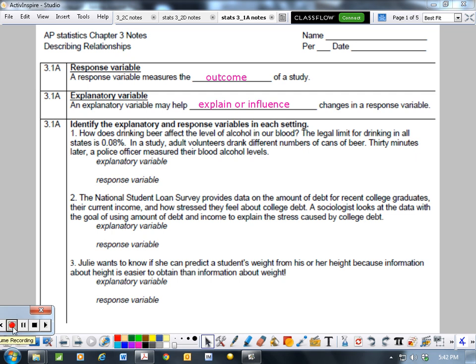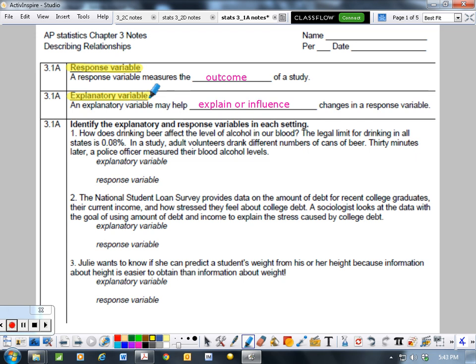So in chapter 3, we're going to look at relationships between quantitative variables. And so we're going to do this mainly using scatter plots. When we're using quantitative variables, we're looking at a response variable, which is a variable that's going to measure the outcome. And then we have the explanatory variable, which may help explain or influence changes in that response variable.